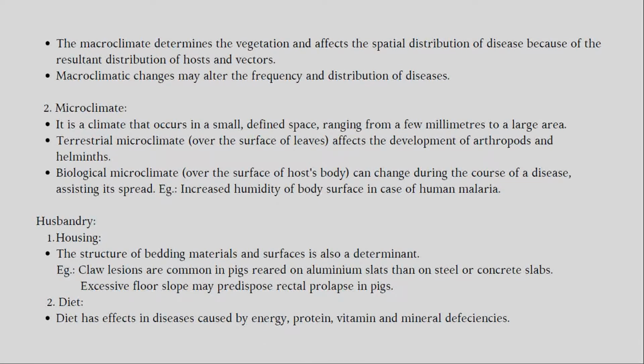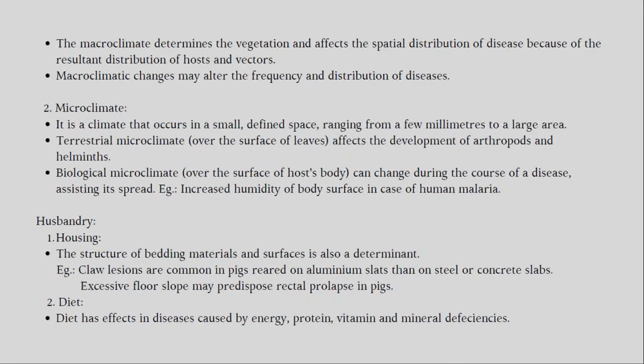Terrestrial microclimate is the microclimate that occurs over the surface of the leaves, and this affects the development of arthropods and helminths. The biological microclimate is the microclimate that occurs over the surface of the host's body, and this microclimate can change during the course of a disease, and it assists in the spread of the disease. Like during the parasitemic phase of human malaria, there is increased humidity of the body surface, and because of this, more mosquitoes are attracted to the body, and therefore there is a higher chance of spread of the disease.